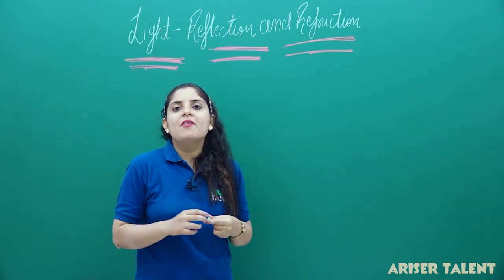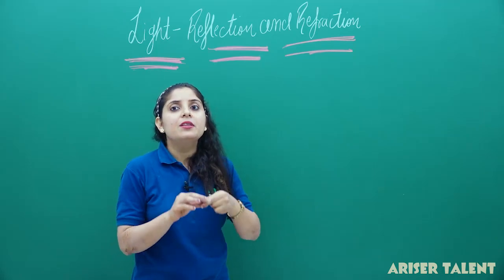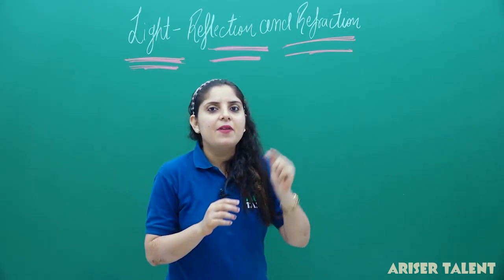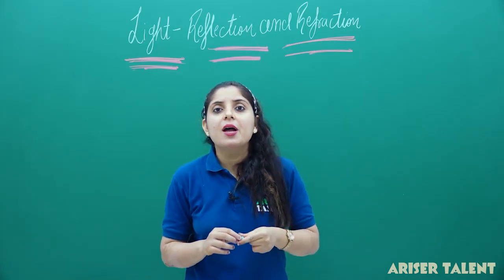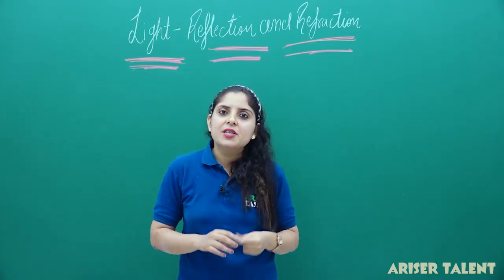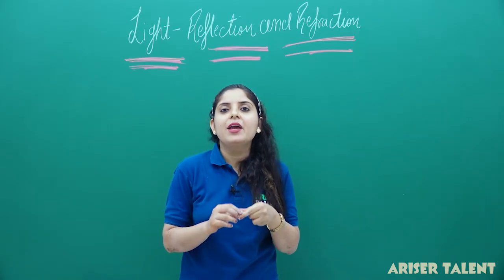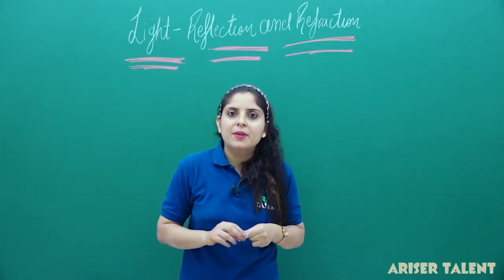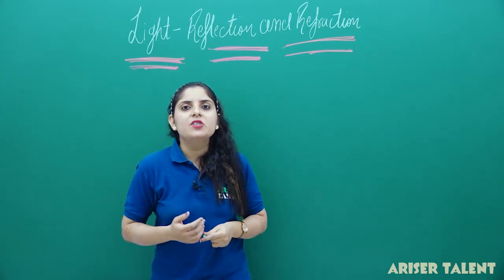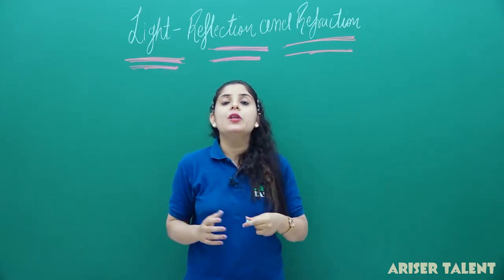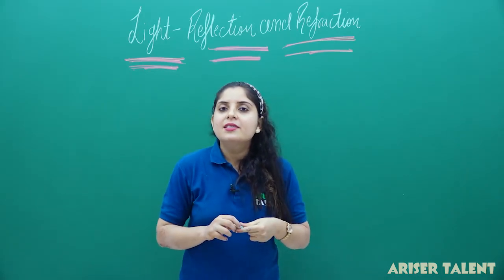So we have started with physics and we are on the third chapter, that is light, reflection and refraction. In our previous lecture, we discussed the types of reflection and the types of images, and we saw that there are two kinds of images, the real one and the virtual one. A real image is the image we can obtain on the screen, but a virtual image we do not get on the screen.